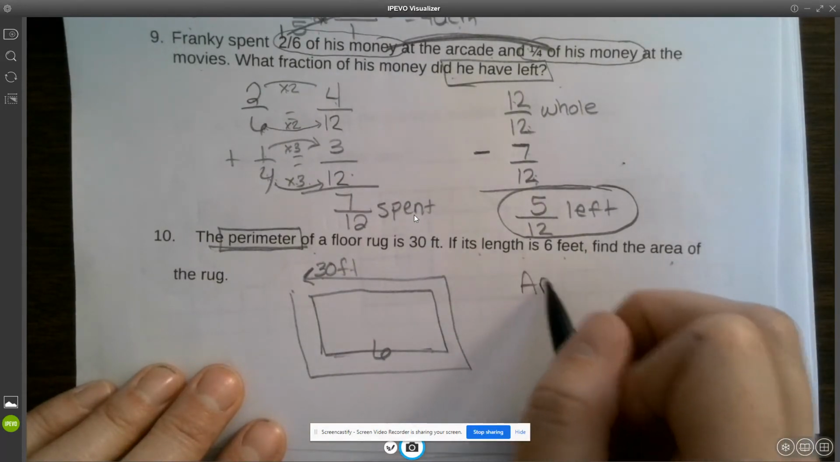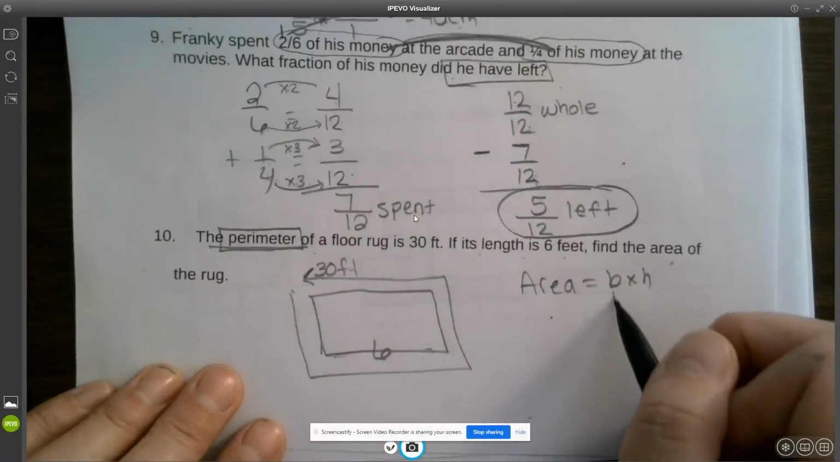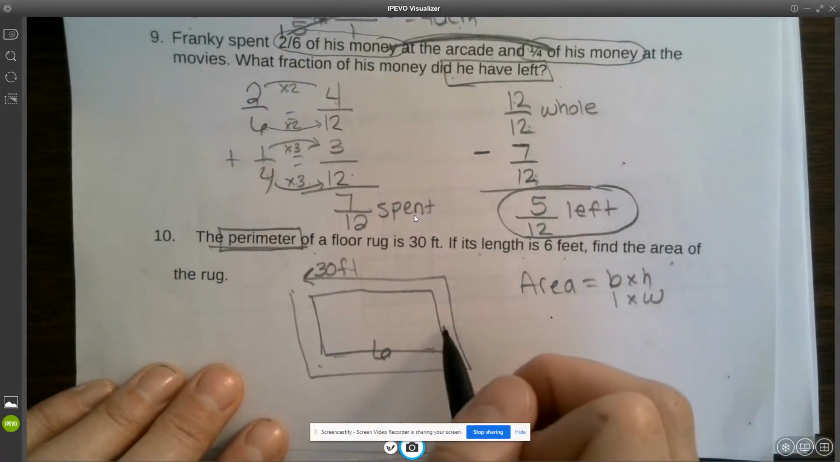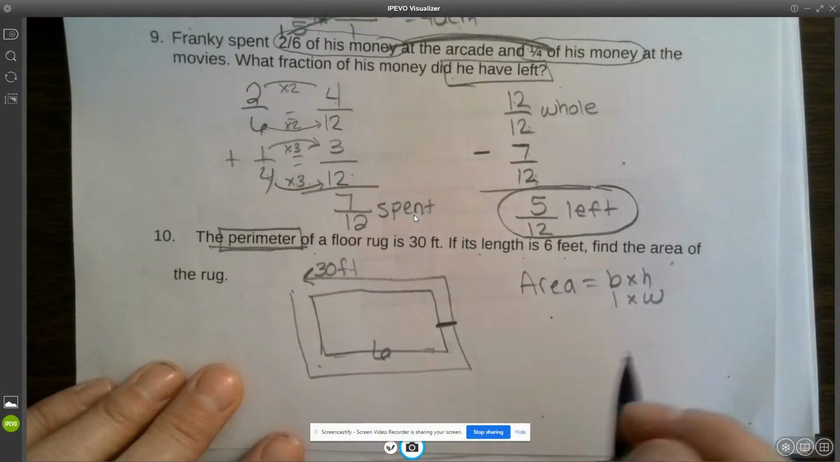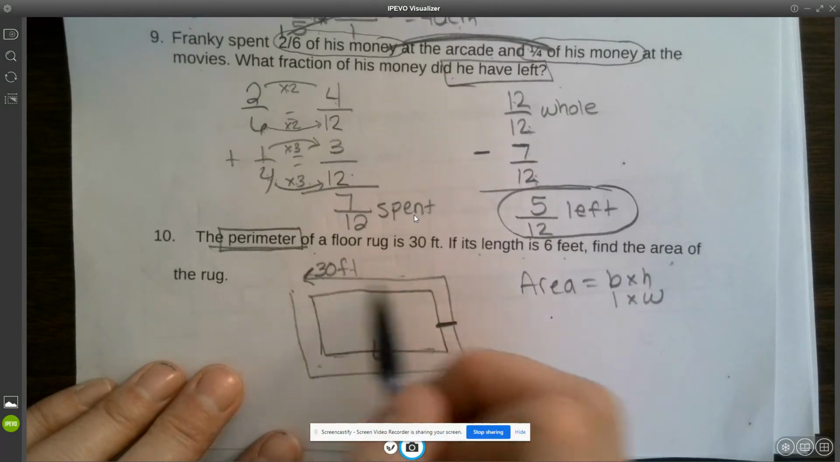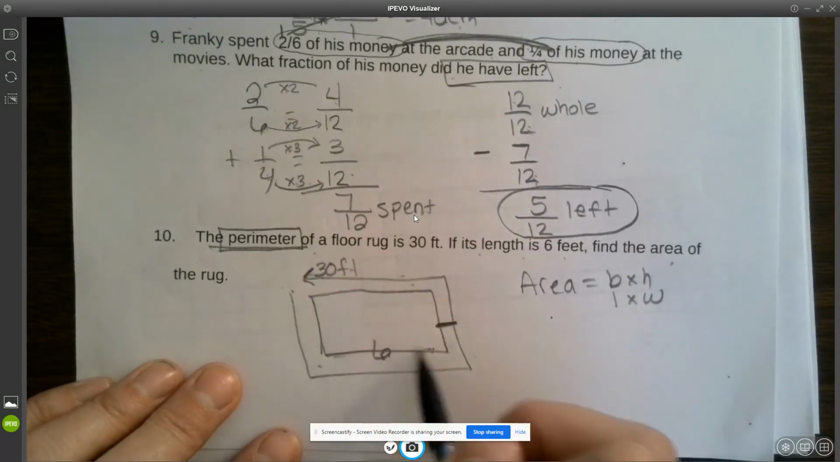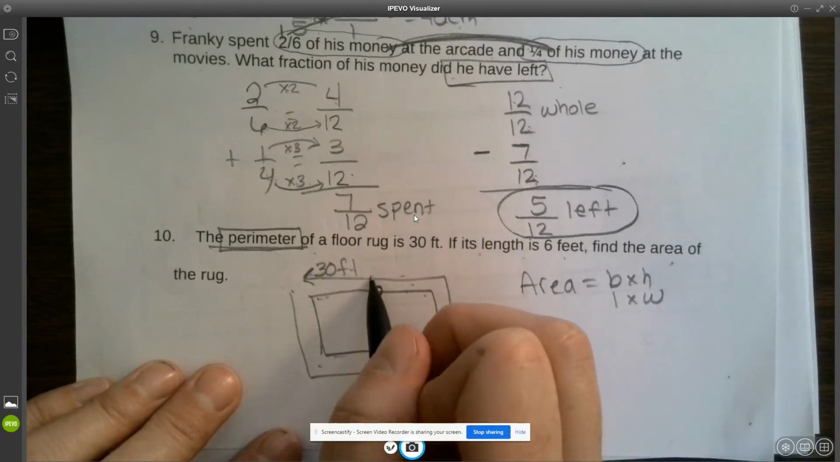Well, area is base times height or length times width. I know the length is 6, but I have to figure out what the width is. So how would I do that? I know the perimeter is 30. If I was to walk around, it's 30. So if this is 6, then this is 6 because it's a rectangular rug.